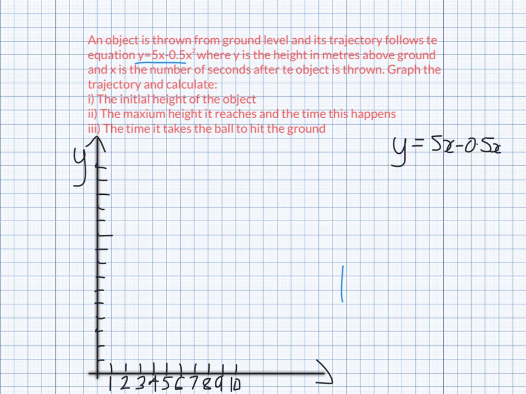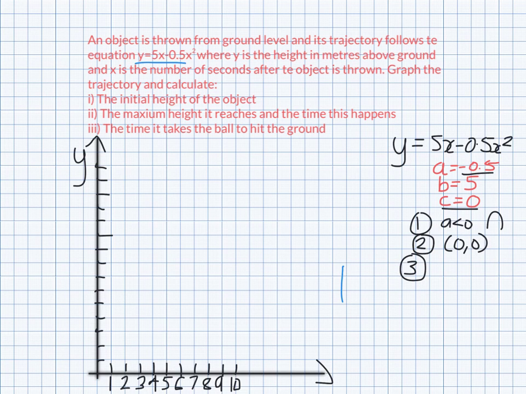Just so we're clear, in this case, a, the number in front of x squared, is minus 0.5. b, the coefficient of x, is 5. There's no c written, so we assume it's 0. The things that we did in the previous slide, we can do here. Firstly, because a is negative, it's going to be a frowny face. Secondly, the y-intercept is the constant term, but there is no constant term, so the y-intercept is going to be 0, 0.